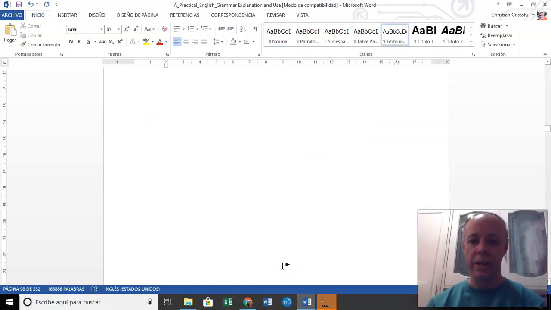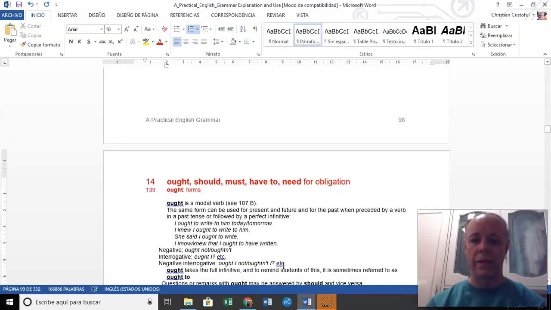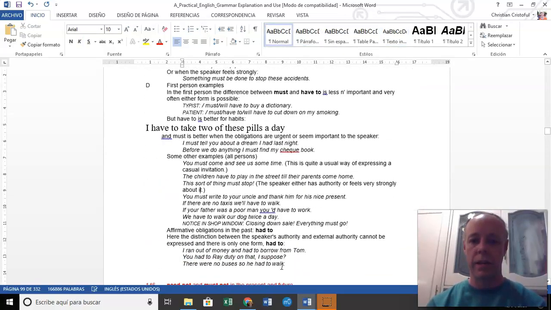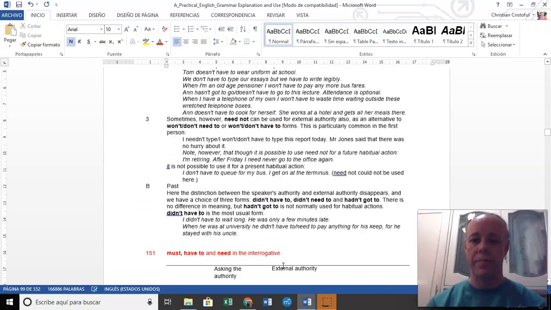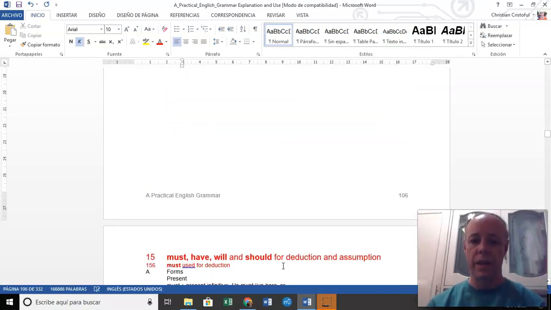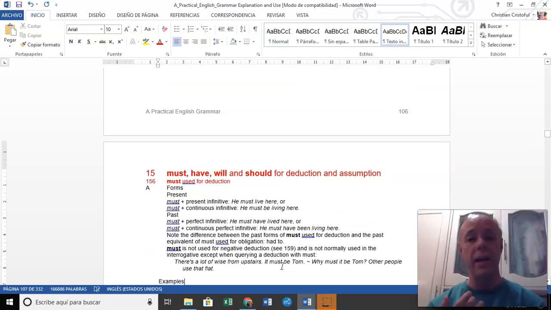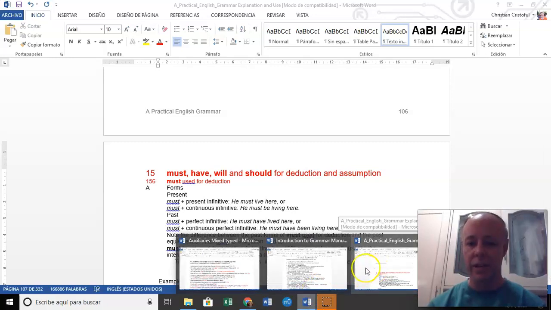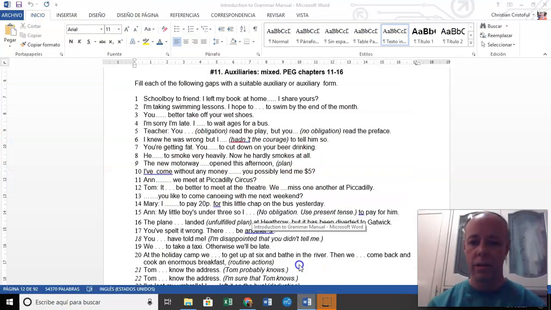Let me see what else. Yeah, number 14. A lot of information. And then we have number 15. We have must, have, will, and should for deduction and assumption. Notice that the exercises, let me go back to the exercises again. This one.